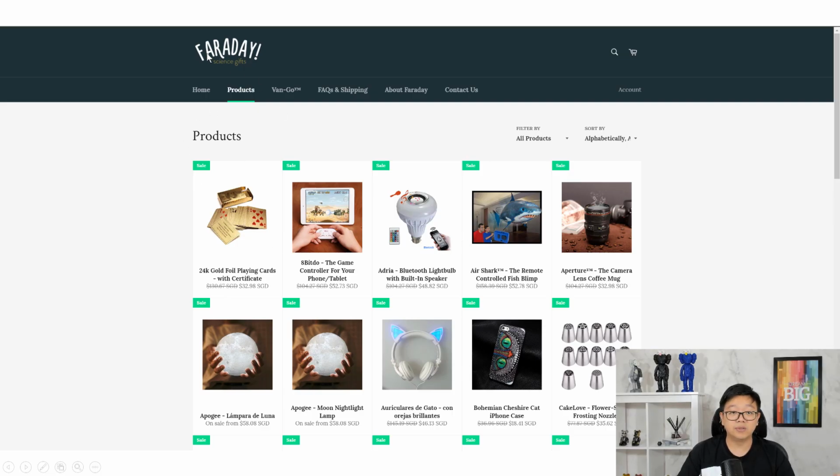This is Faraday Science Gifts as well. They have such a big range of different products here, like Air Shark, Bluetooth light bulb, playing cards, and so on and so forth. These are really good examples of general stores.